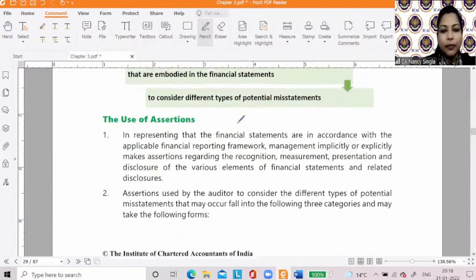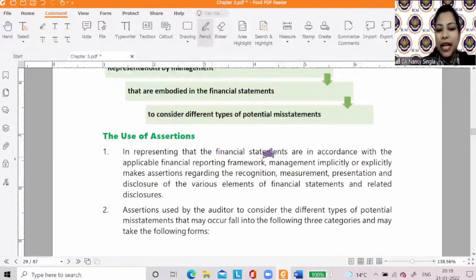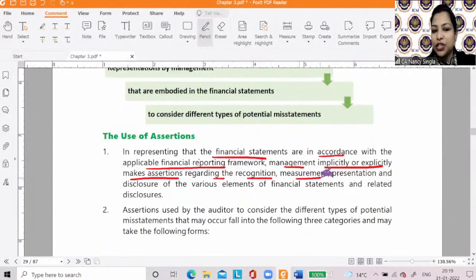So in representing that the financial statements are in accordance with the applicable FRF, management implicitly or explicitly makes assertions regarding what? Recognition, measurement, presentation, disclosure. What are all those? We will just discuss. Assertions are used by the auditor to consider different types of potential misstatement, and these may be of 3 types.